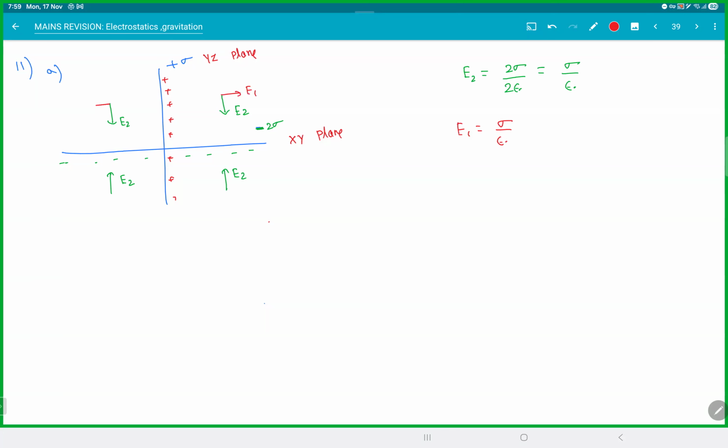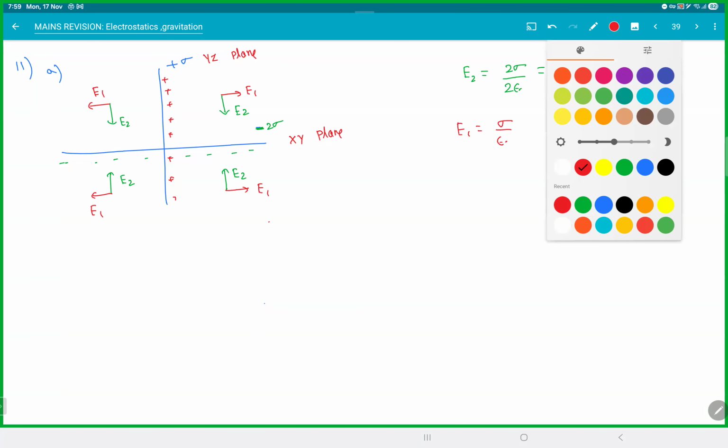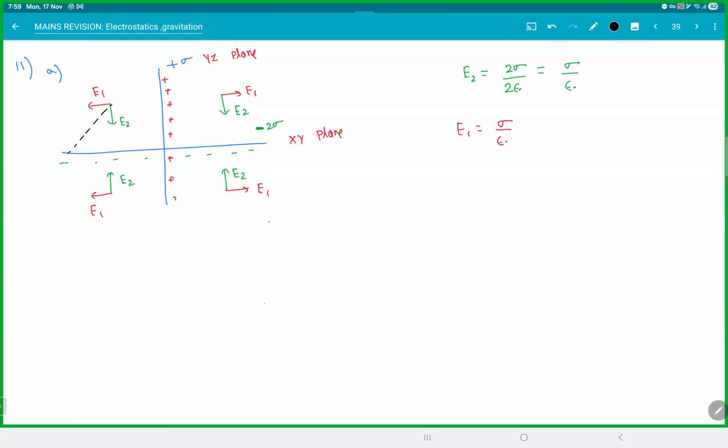E1, E1, E1, and E1. So basically the magnitude is the same everywhere, only the direction changes. The field in the second quadrant will be pointing downward. The field in this quadrant is this way, and this way. So if you actually try to plot, this is how the field lines will look.